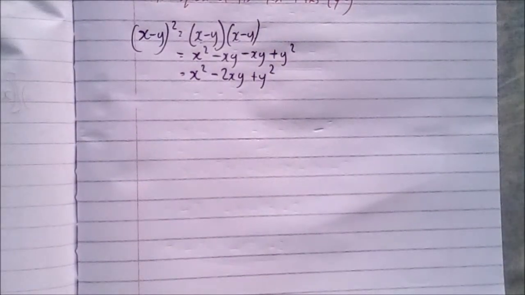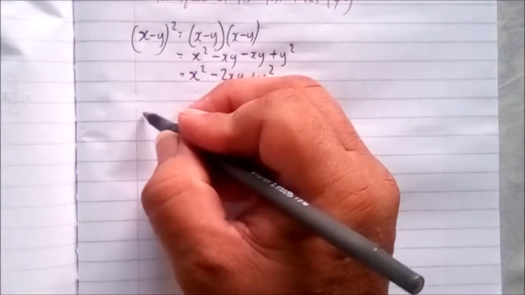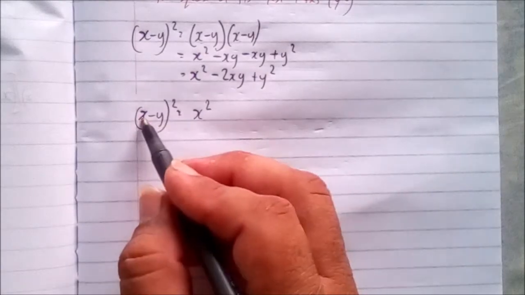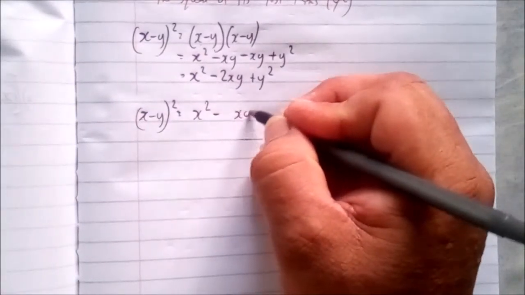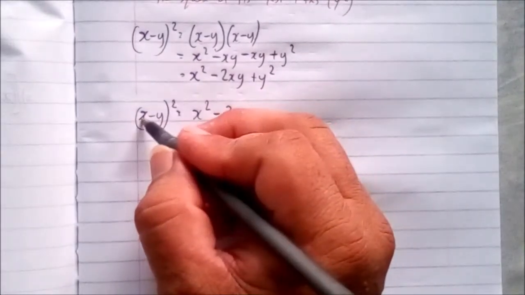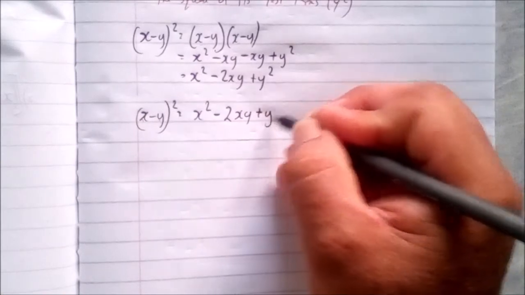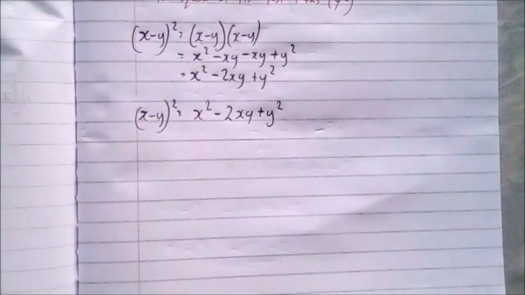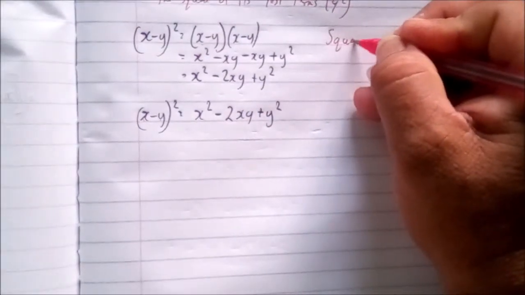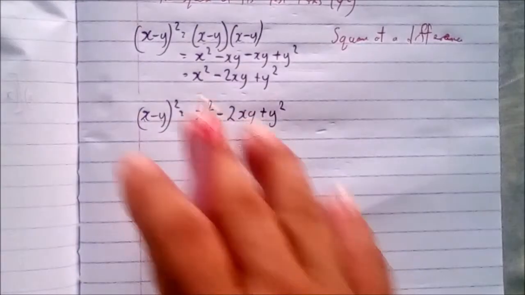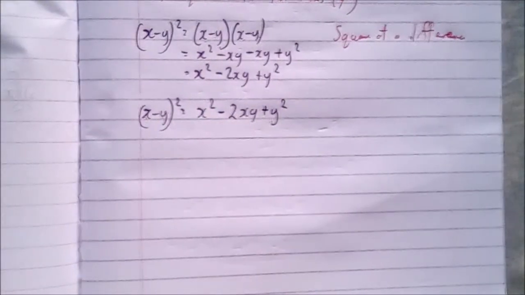Because this type of problem tends to occur again, we're going to work it out with the shortcut method. We have (x minus y) squared. The first term squared is x squared. Twice the product of the two terms: x times negative y is negative xy, and twice means put the 2 in front, so negative 2xy. Then the last term squared: negative y times negative y gives a positive y squared. This is known as the square of a difference, and it's good for us to learn this method because it tends to occur a lot in algebra.